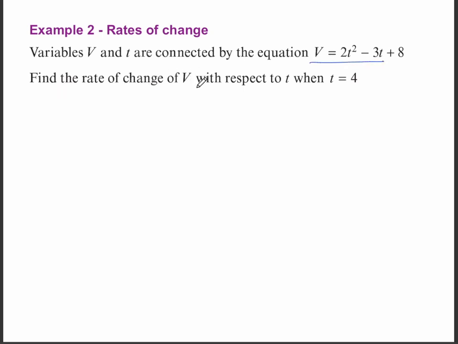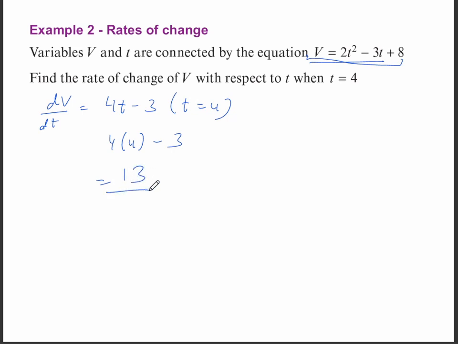Find the rate of change of v with respect to t. So you want to find the rate of change of v with respect to t. That means you're going to differentiate this equation right here with respect to t, and you will get 4t minus 3. And you want to find that when t is equal to 4. So we will just get 4 times 4 minus 3, which is going to be 16 minus 3, which is going to be 13.